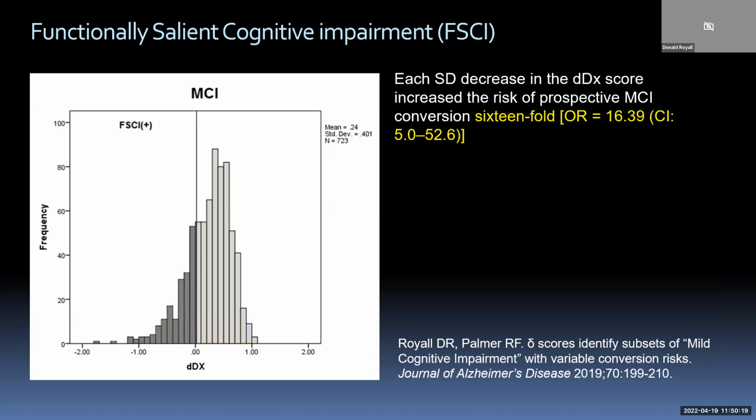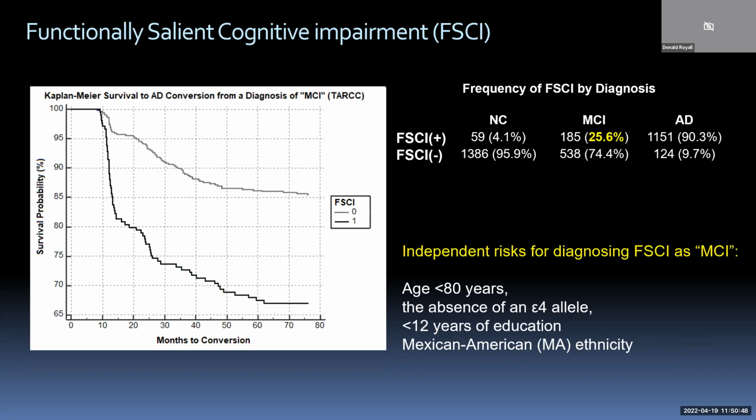If we zero in on just the cases adjudicated as MCI and apply that threshold to them, then we find that there's a 16-fold increased risk of 5-year prospective conversion if you're over the threshold into what D calls functionally salient cognitive impairment. But that's another way of saying that D says that these are demented cases already, and the clinicians have misdiagnosed them as MCI.